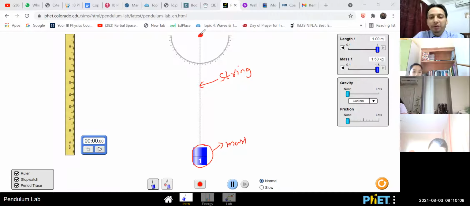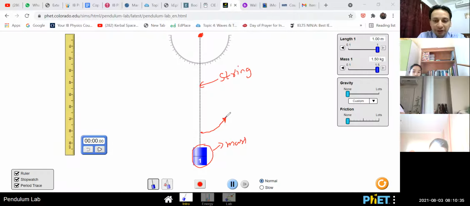Now, what do you mean by one oscillation, children? Please observe carefully. I will pull this string to a certain point with a small angle. Suppose I have pulled it to this point. Then I will release this pendulum, and it will start oscillating back and forth about its main position.